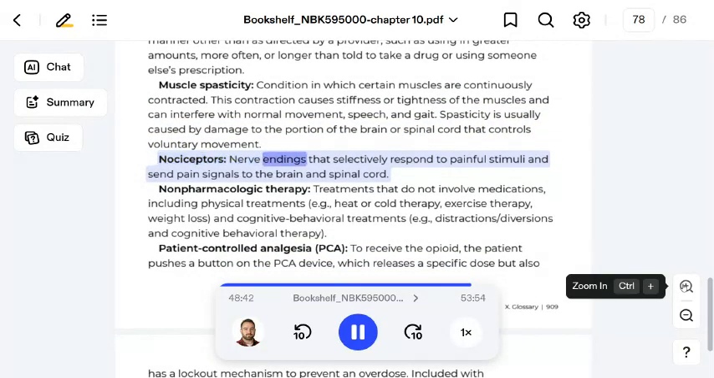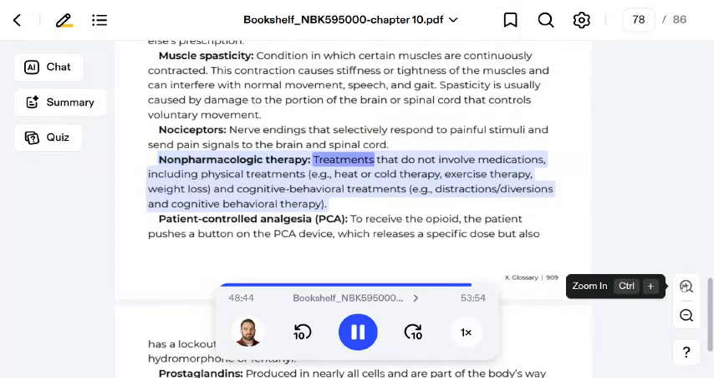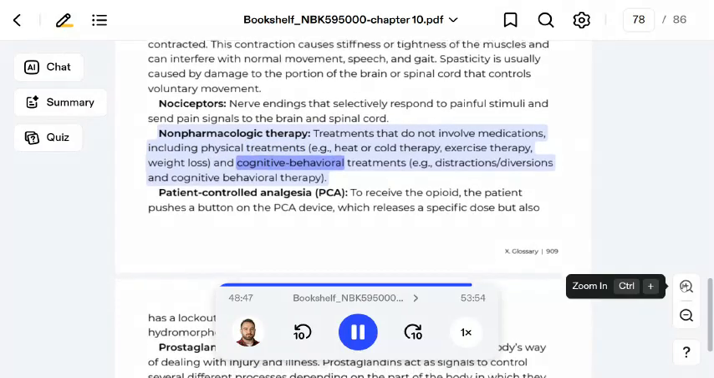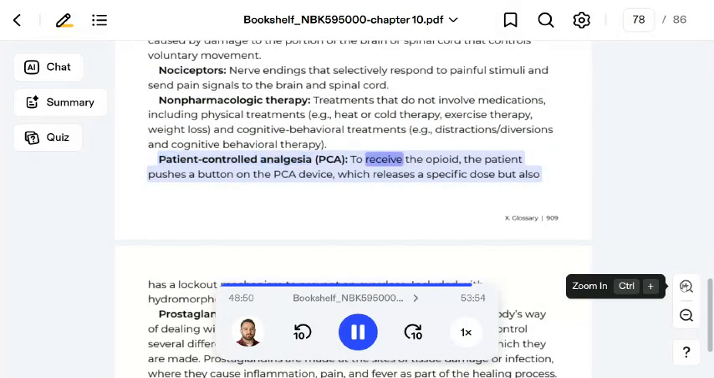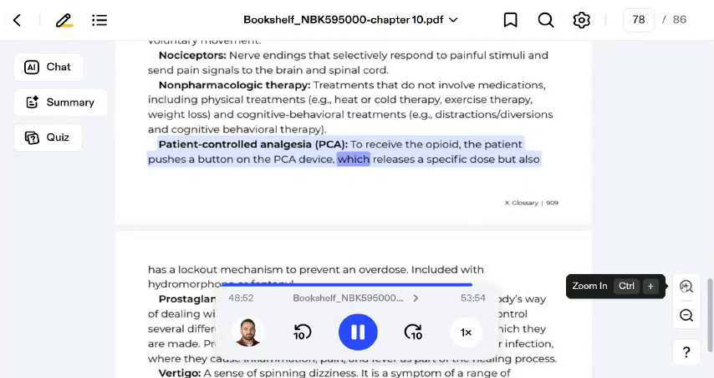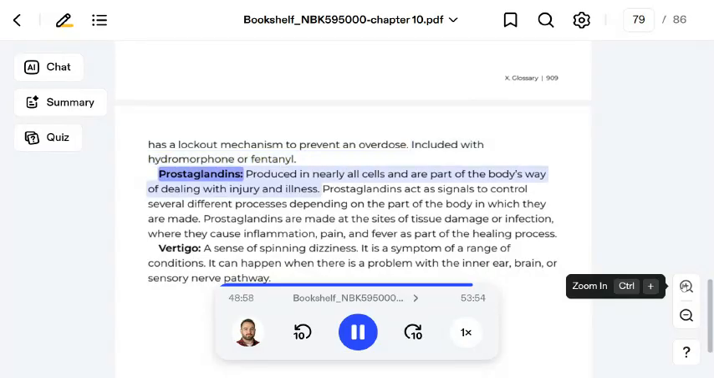Nociceptors, nerve endings that selectively respond to painful stimuli and send pain signals to the brain and spinal cord. Non-pharmacologic therapy, treatments that do not involve medications, including physical treatments and cognitive behavioral treatments. Patient-controlled analgesia. To receive the opioid, the patient pushes a button on the PCA device, which releases a specific dose but also has a lockout mechanism to prevent an overdose, included with hydromorphone or fentanyl.